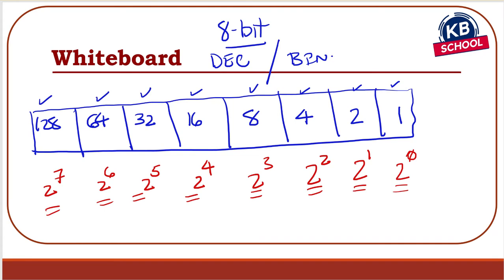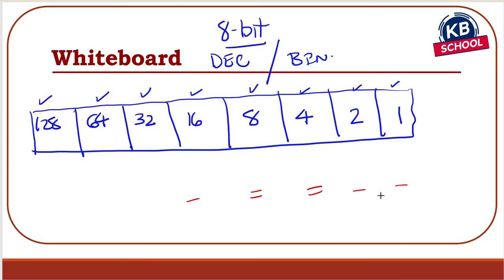Let's say I wanted to write a number, and forget about IP addresses at this point. Let's take a look at it as a general number, doing a conversion between decimal and binary. How would I do the conversion? Let's pick a number like 150.